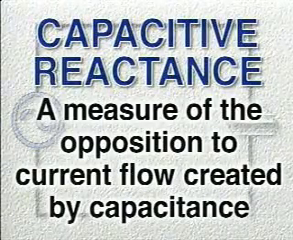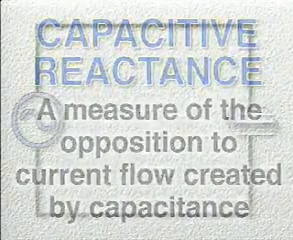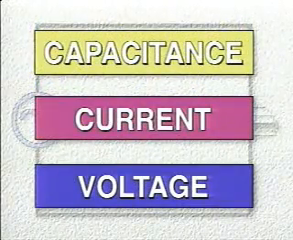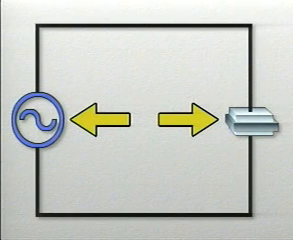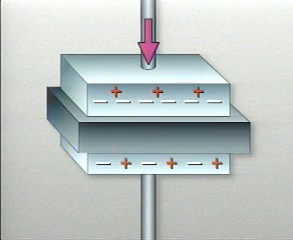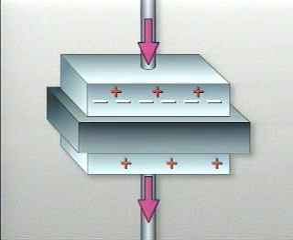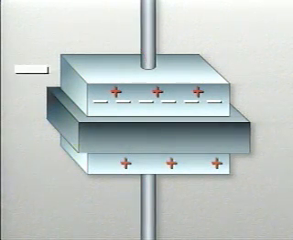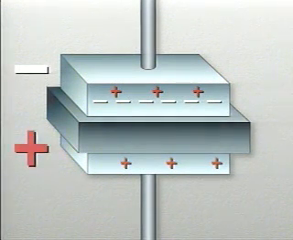Capacitive reactance is a measure of the opposition to current flow that is created by capacitance. In this part, we're going to examine the relationship that exists between capacitance, current, and voltage. This circuit contains an AC power source and a capacitor. When power is supplied, electrons accumulate on one plate of the capacitor, and electrons are forced away from the other plate. Each electron that's added to the first plate makes that plate more negative, and each electron that leaves the other plate makes that plate more positive.